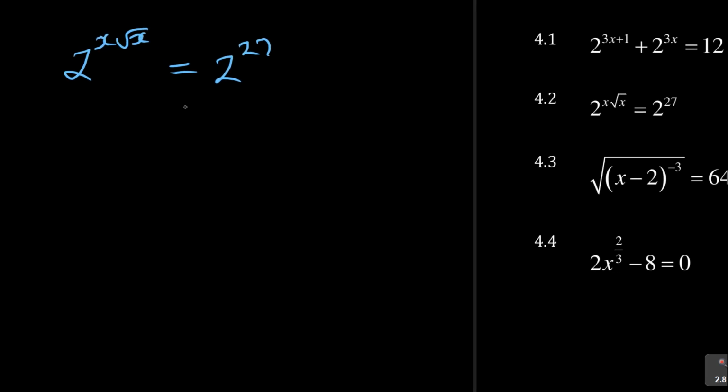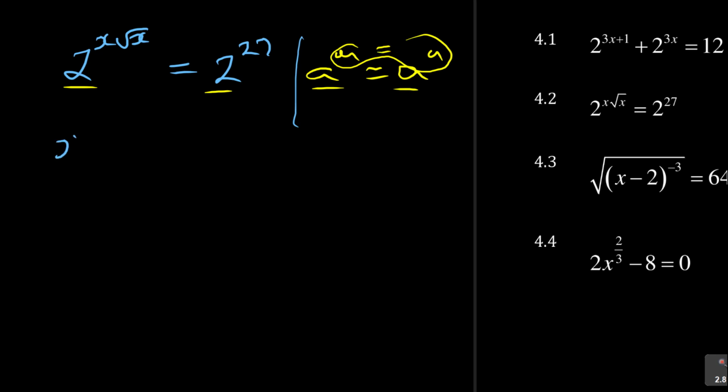Already, look at this, the rule already stands, right? A to the power of m is equal to a to the power of n. Same base, you equate. So here what can I say? X square root of x is equal to what? Is equal to 27. It's almost done. But now you need to be sensitive here. Look at this. You need to be sensitive.